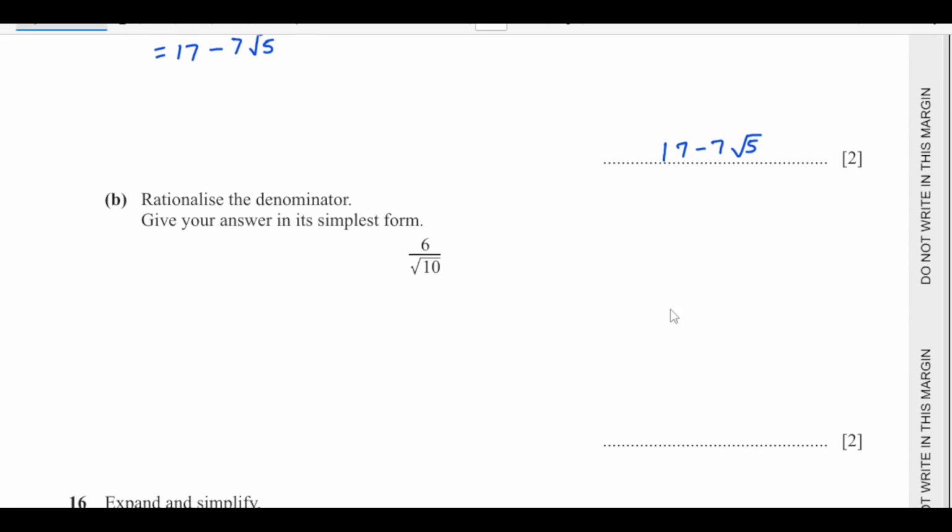Now rationalize the denominator. So we will multiply here by root 10. Okay, so this is 6 root 10 over 10 root 10, it will be 10. So then you simplify, divide by 2, 2 times 3 and 2 times 5. So this is 3 over 5 root 10.